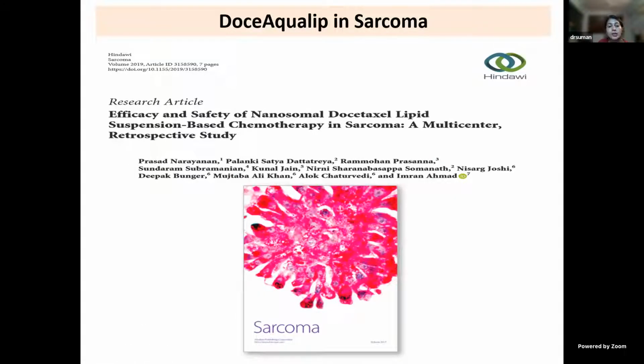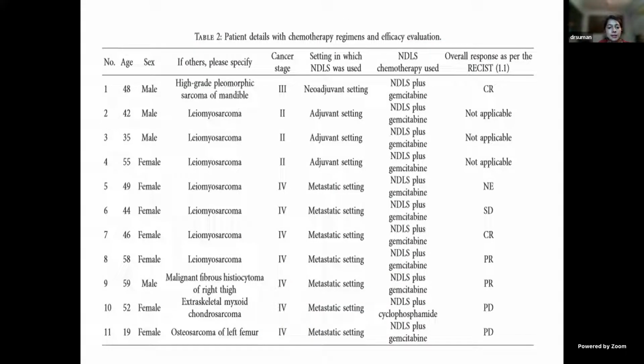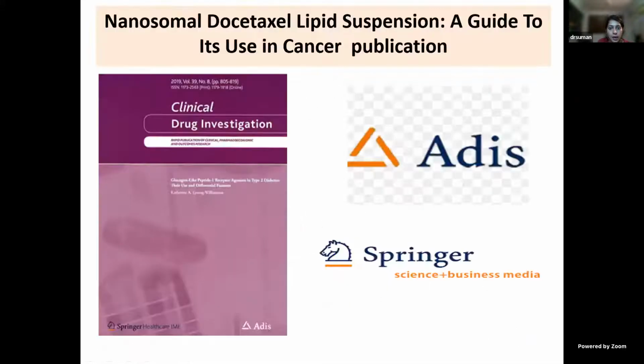Then there was another study which looked into the efficacy and safety of nanosomal docetaxel lipid suspension in sarcomas. This is another indication where you could use this. This study included many patients in different settings, mostly leiomyosarcoma. And you can see there were some CRs, some PRs, and 2 PDs that were seen in this study.